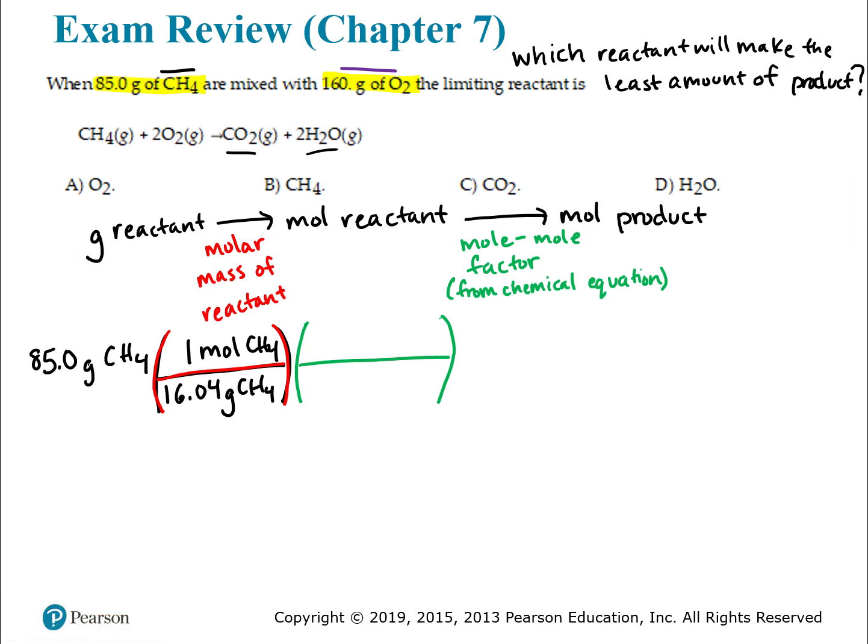Then we need a mole-mole factor. And this is going to tell us how many moles of methane for how many moles of, in this case, I'm going to choose carbon dioxide. We can write two mole-mole factors. I see 1 mole of methane. There's no coefficient, so that's a 1. There's no coefficient in front of the carbon dioxide either. I can also write the reciprocal. Which one of these do I need to use to convert moles of methane to moles of carbon dioxide? Right.